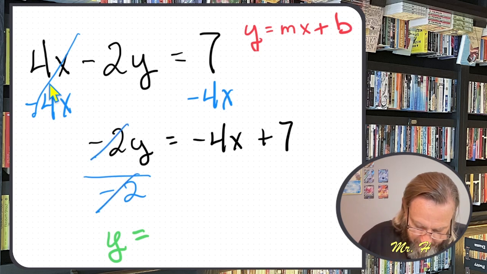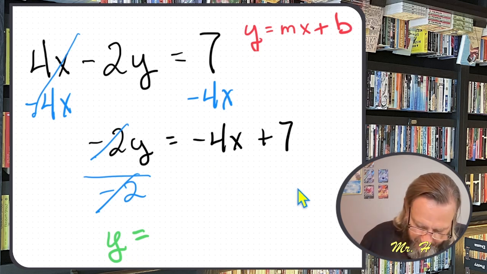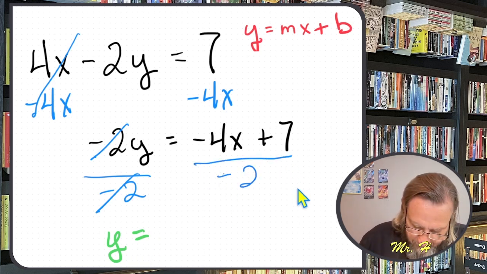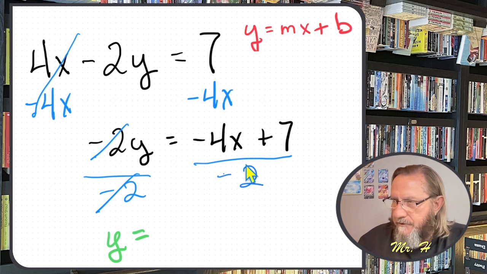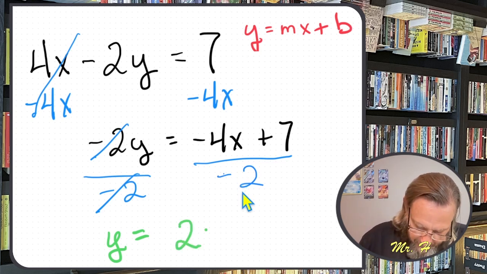Cancels there. Gets us with the y all by itself, which is what we're hoping for. What's happening over here, though? We've got to divide this one by negative 2 as well. Remember, the negative 2 goes into both pieces. Negative 4 divided by negative 2, that's going to be a positive 2. Positive 7 divided by negative 2 is going to be negative, and we'll just leave it as 7 over 2.